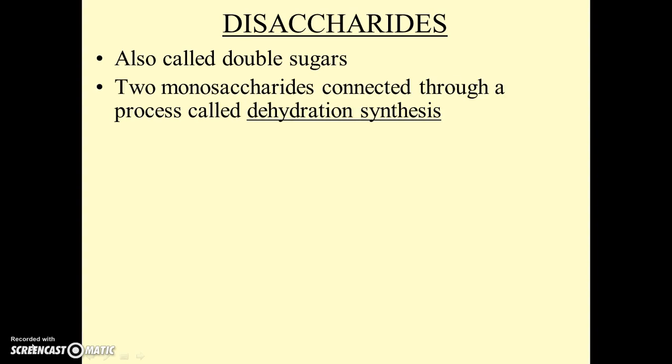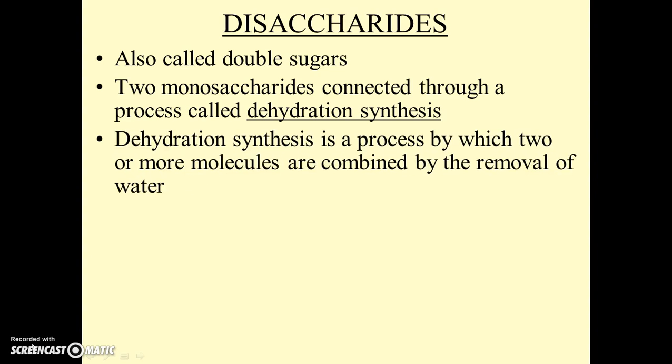So now we're moving on to disaccharides. If you look at the prefix there, also called double sugars. When two monosaccharides connect through a process called dehydration synthesis, a process that we're going to explore a little deeper, we have another video that explains exactly how that process takes place. So dehydration synthesis, it's a process by which 2 or more molecules are combined by the removal of water.